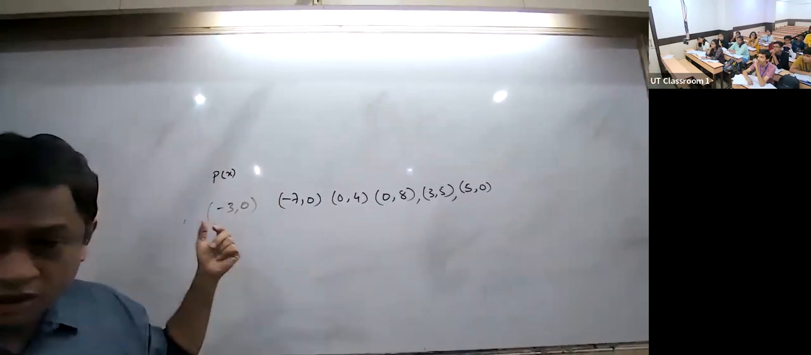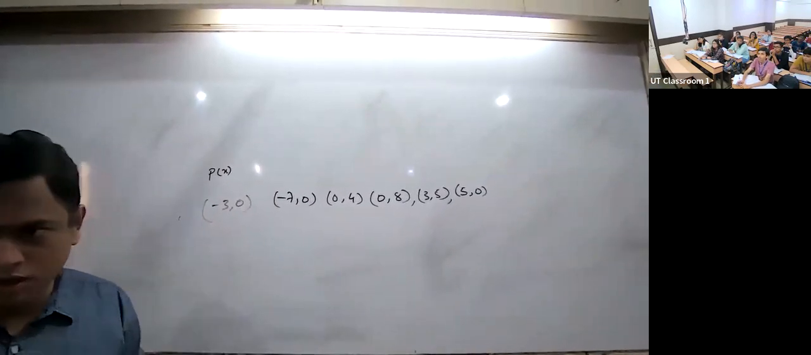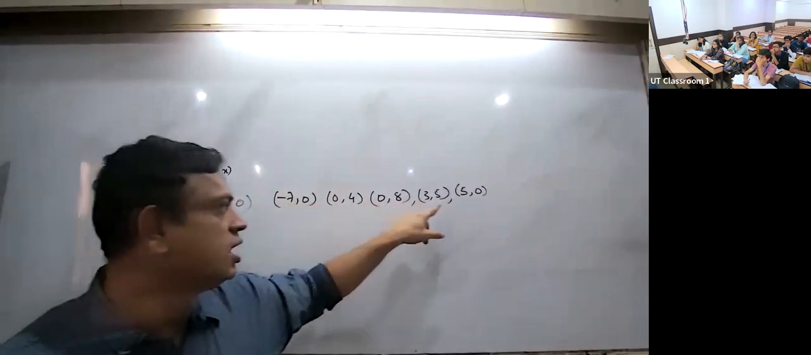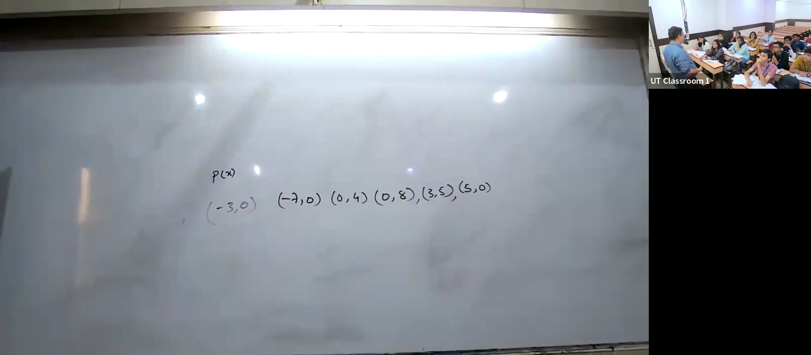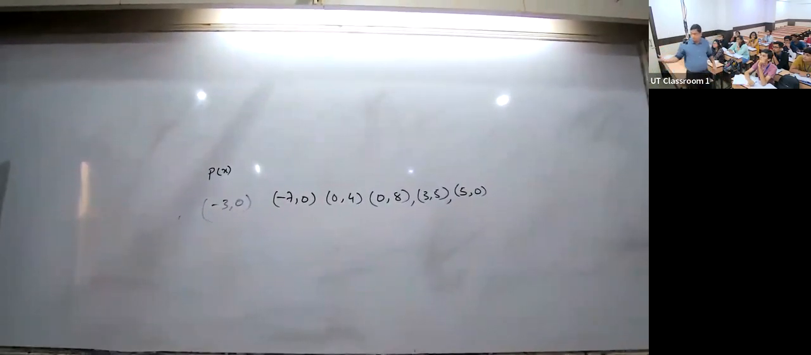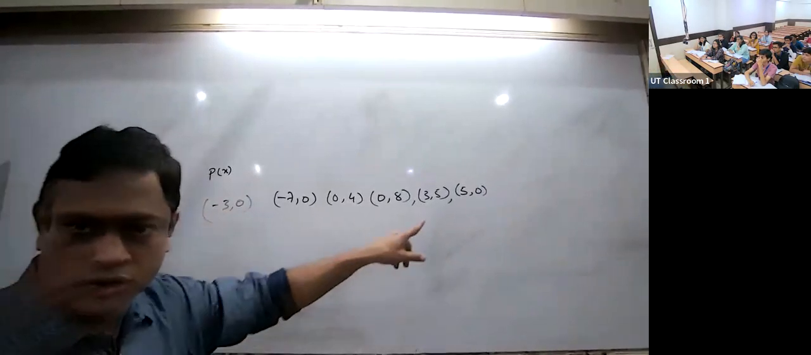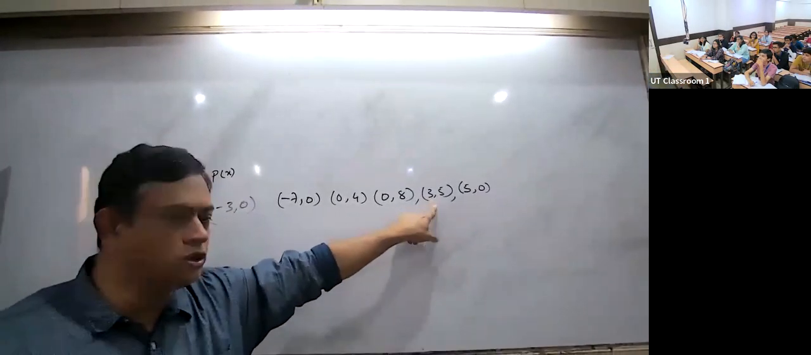You are telling the coordinates now. The value of x is called the zero. Which are the values of x? Minus 3, the second one is minus 7, and the third one is 5. These are the zeros. What about 3? Where is 3? Is this point on the x-axis?